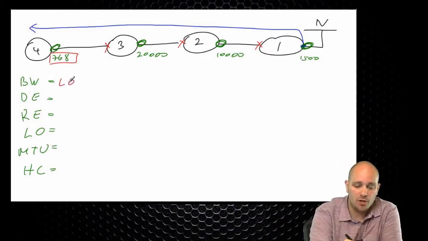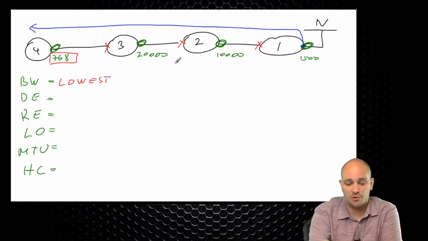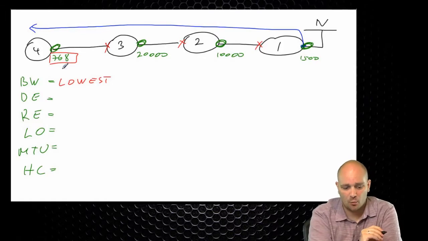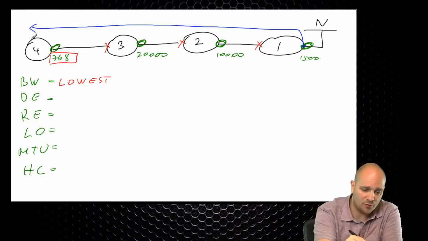Why? Because we are going to be using the lowest of these values to calculate what our bandwidth is in the routing update when it arrives on R4. So this is our observation point. We are observing at this point.